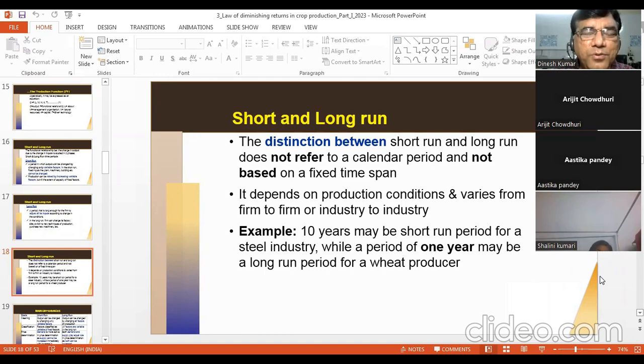Similarly, you can change this for other farms. Say 10 years may be short run, 20 years may be long run. So it depends on production conditions and varies from farm to farm or industry to industry. For example, 10 years may be a short run period for a steel industry, while a period of 1 year may be a long run period for a wheat producer, because it takes 1 year for rotation.